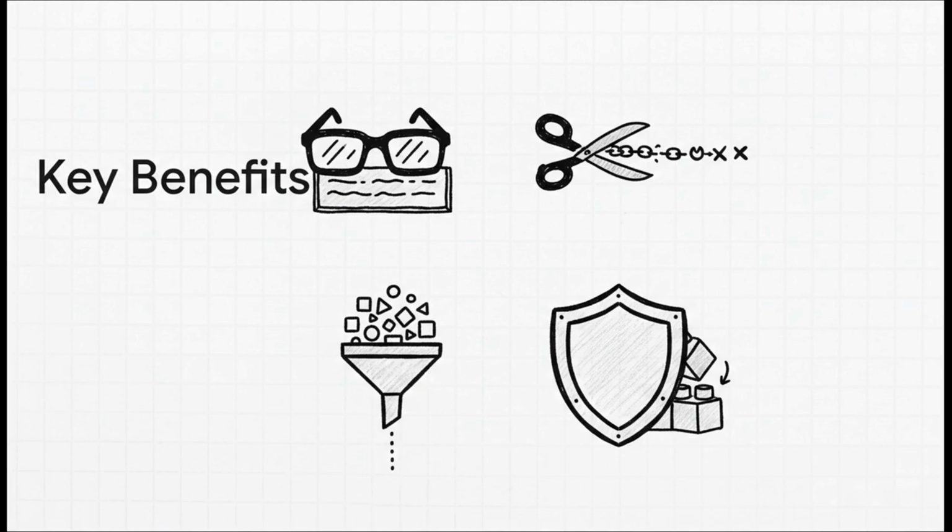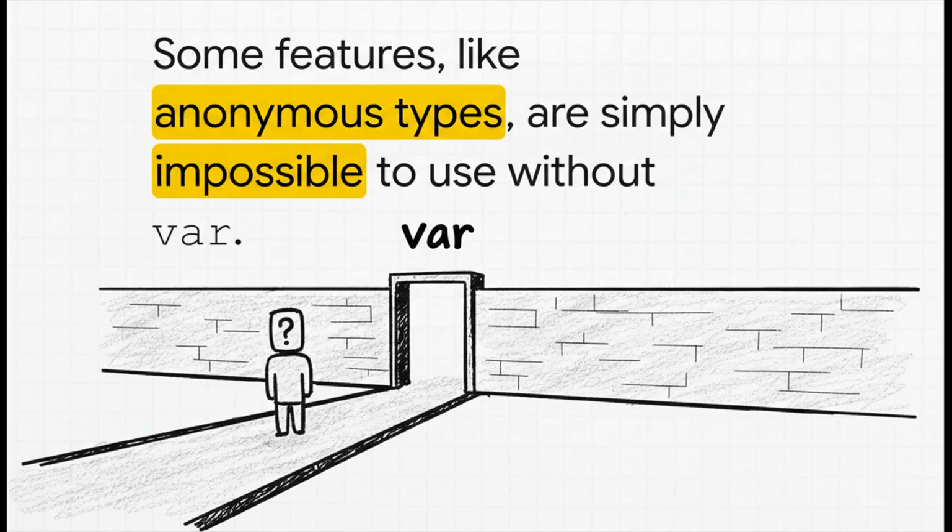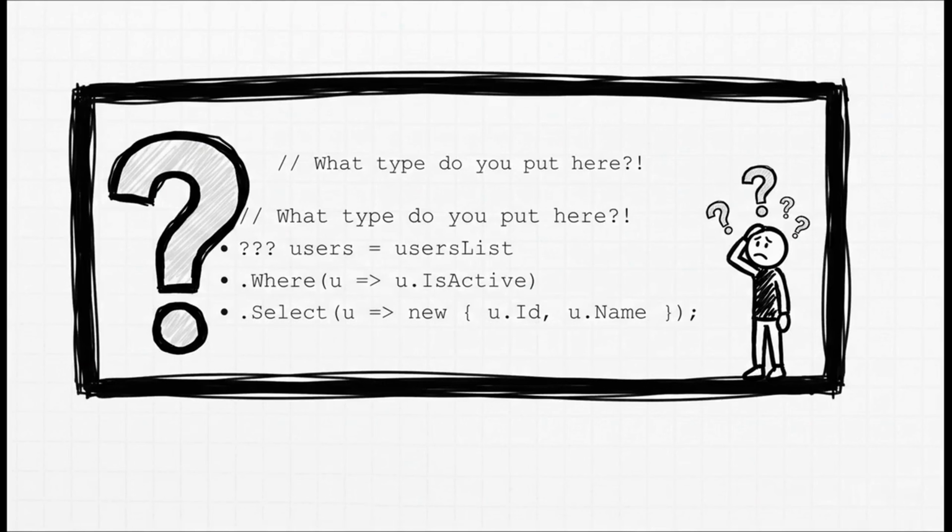It's a win-win-win-win. In fact, let's talk about a scenario in modern C#, a really common one, where var isn't just a nice to have, it's literally your only option. I'm talking about something called anonymous types. So picture this. You're using LINQ and you want to pull just a couple of fields from a big object.